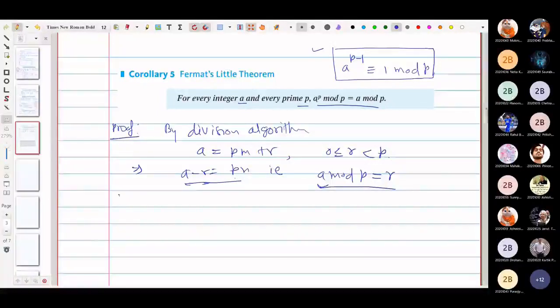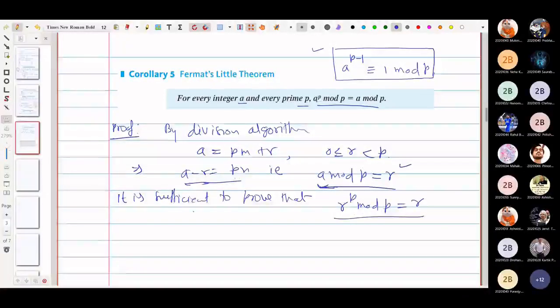So it is sufficient to prove that, because a is now equivalent to r, we can prove r to the power p modulo p is equal to r. So this is what we are supposed to prove. Okay, so there are two cases.